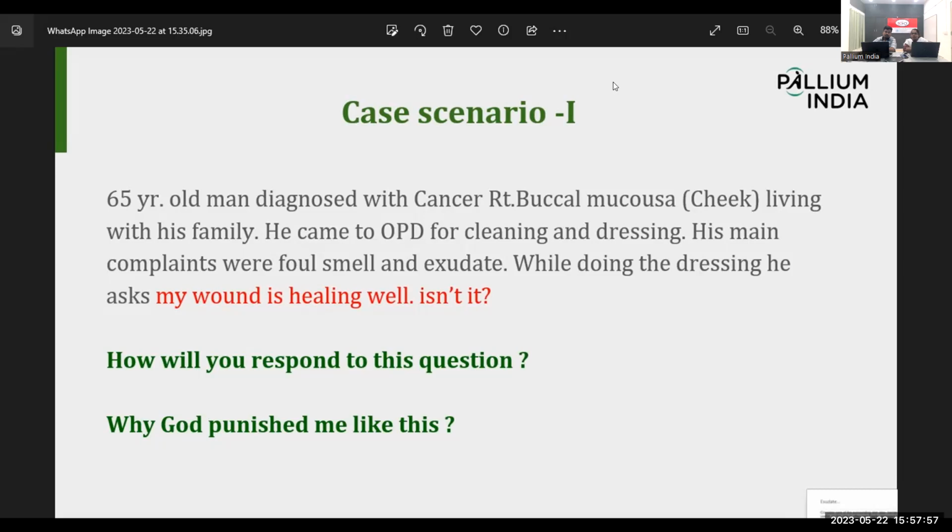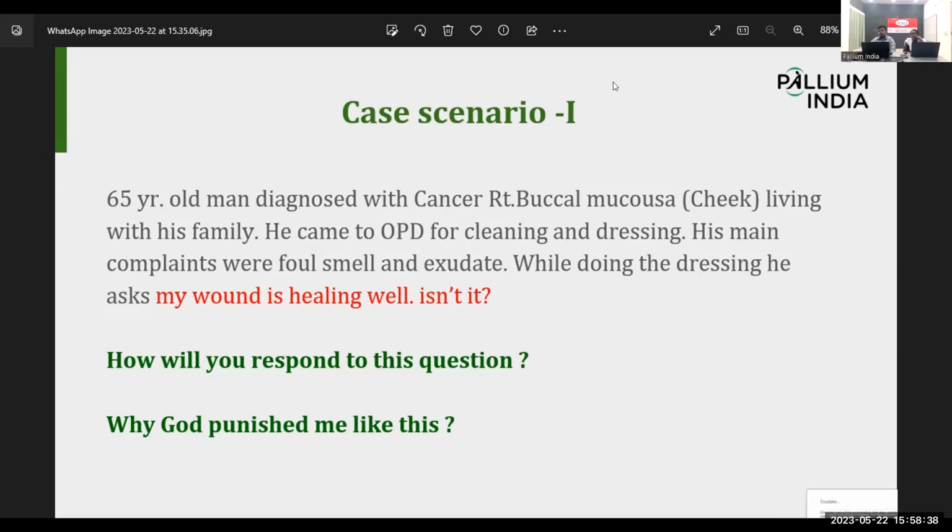First, we have to discuss with the patient and reassure the patient, and slowly explain the condition of the wound. All the time we have to give the message to the patient that we are here to assess you and we are going to look after you more and more. We keep a good relationship with the patient and show that we are with the patient. And regarding the question of God punishing me, we have to give some spiritual support too.